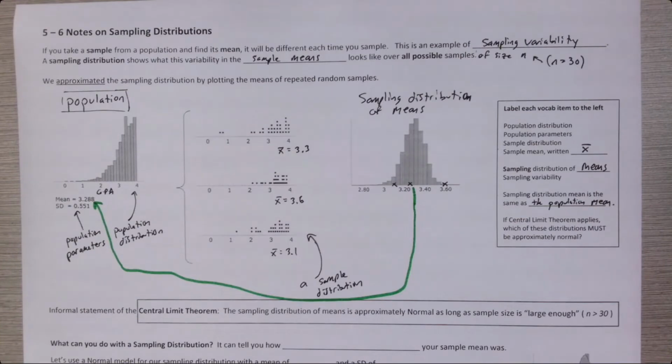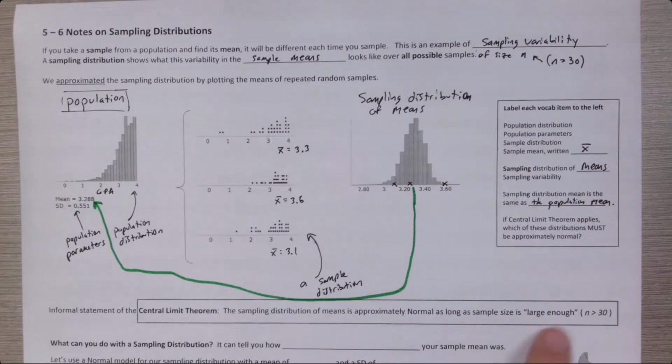And then the last thing that we did in the activity was we gave an informal statement of the central limit theorem, and I will restate it. The central limit theorem says that the sampling distribution of means, in our case, is approximately normal as long as the sample size is large enough.